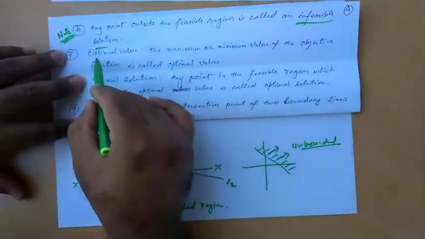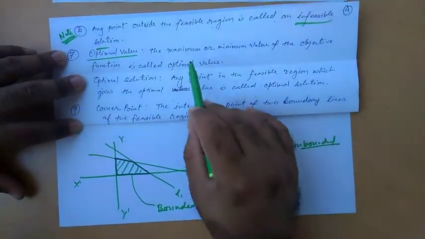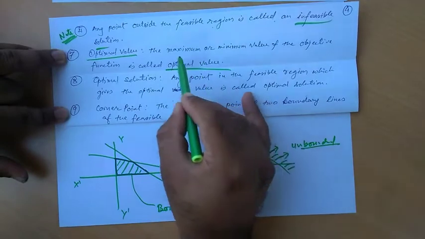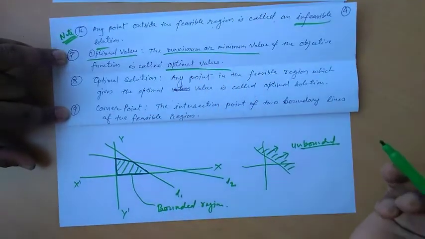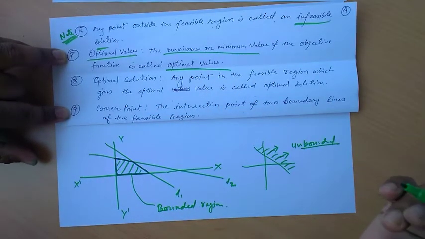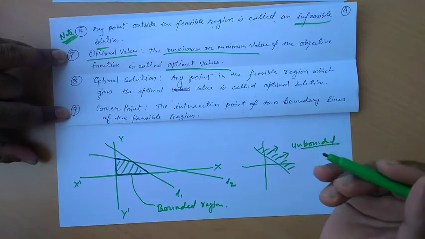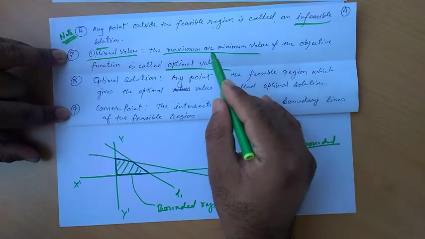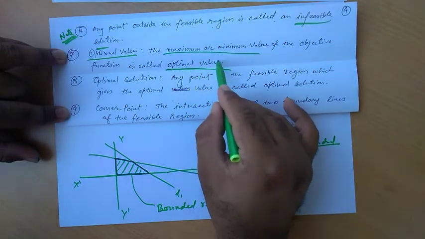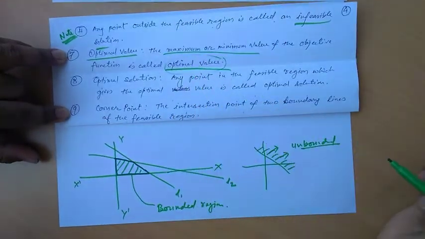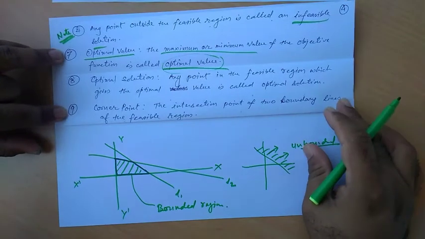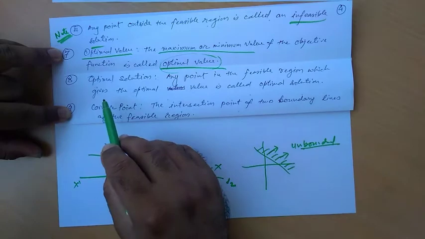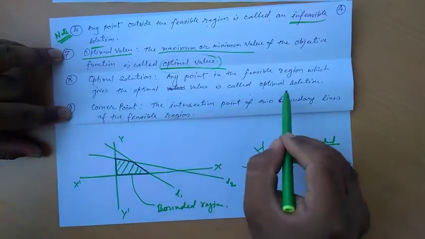Optimal value. The maximum or minimum value of the objective function is called optimal value. The objective function will explain whether you have to find the maximum value or minimum value, and if you get that maximum or minimum value, that means your answer is your optimal value. Optimal solution. Any point in the feasible region which gives the optimal value is called optimal solution.